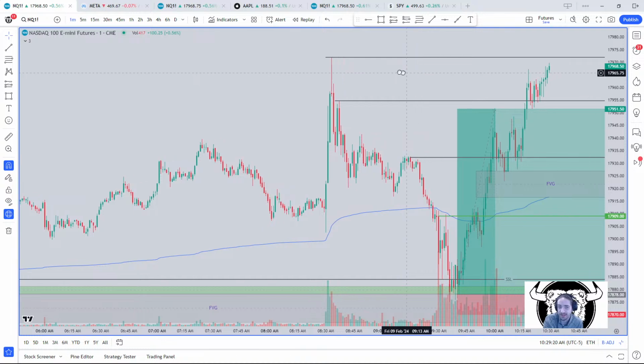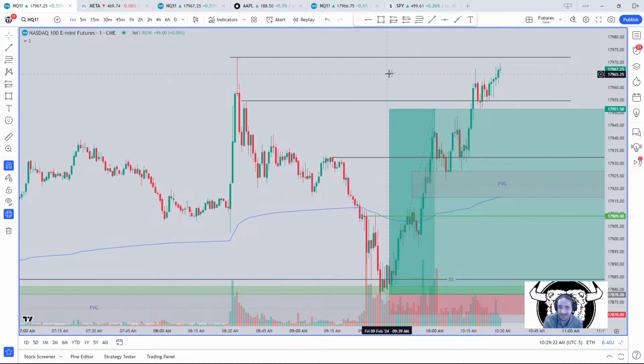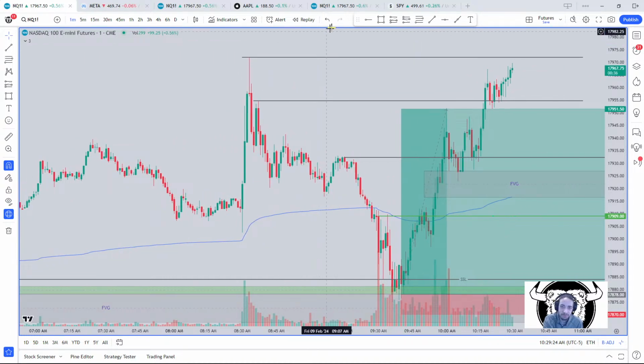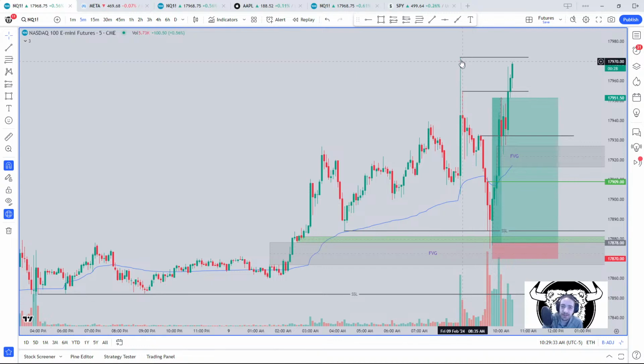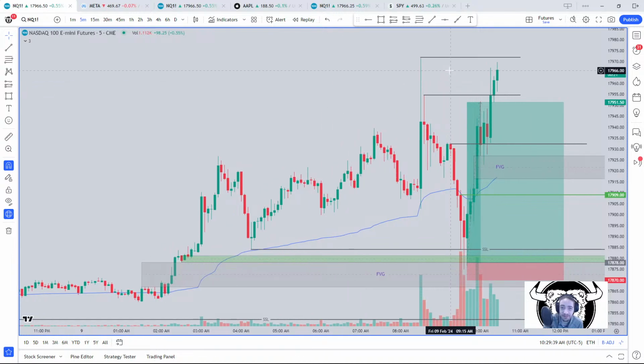Look at that 1 minute. Oh man, that's crazy, dude. The reason I didn't think we were gonna go up there is because a lot of people are gonna be looking for either shorts up here or targets up here. So I would think the market would want to pull back before.